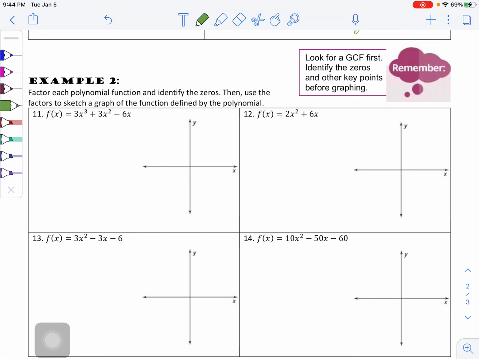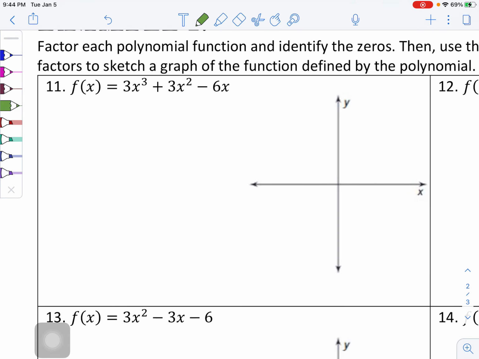So we want to factor the polynomial, identify the zeros, and then sketch the function, okay? So if I look at problem number 11 here, we've got f of x is equal to, the first thing I'm going to look and see is that each one of these has a common factor of 3x.